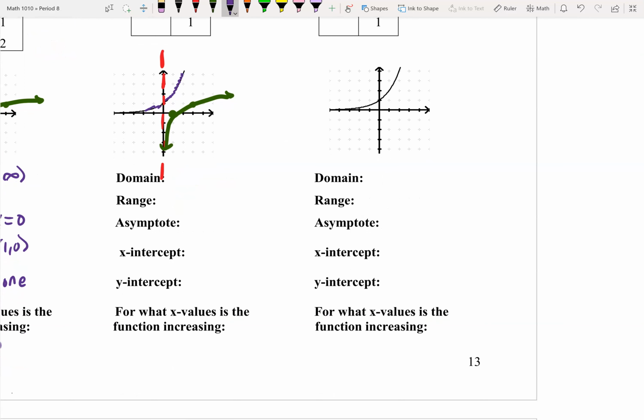Everybody in the room, let's just fly through this. Domain, what is it? 0 to infinity, zero with a parenthesis. Range, talk to me, guys. All real numbers. Asymptote, x equals 0. X-intercept, 1, 0. Y-intercept, none. Increasing, 0 to infinity. It was exactly the same as the other one. It's going to be the same for every parent log. All those answers will be the same.